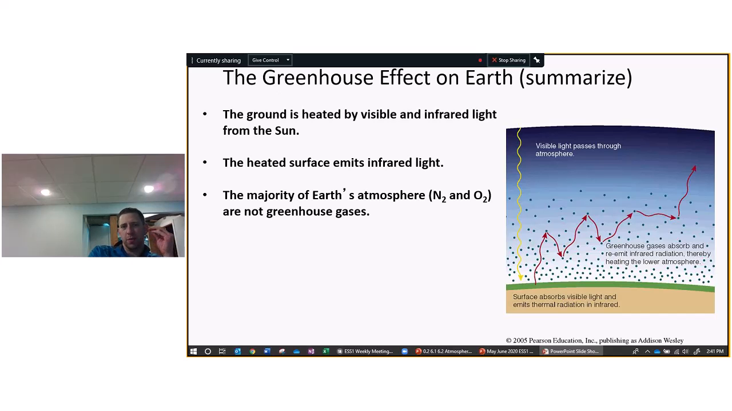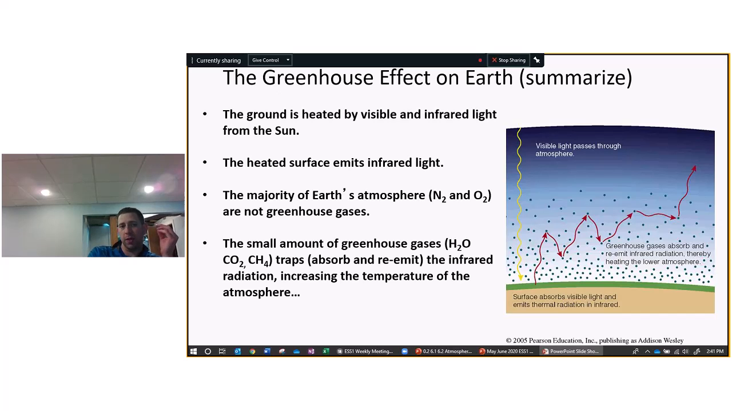Now remember, most of the Earth's atmosphere are not greenhouse gases, so most molecules in the atmosphere basically don't interact with heat. However, water vapor and carbon dioxide and methane, the greenhouse gases, trap the infrared radiation. Basically they absorb it and then re-emit it back towards the Earth. And so then that increases the temperature of the atmosphere.